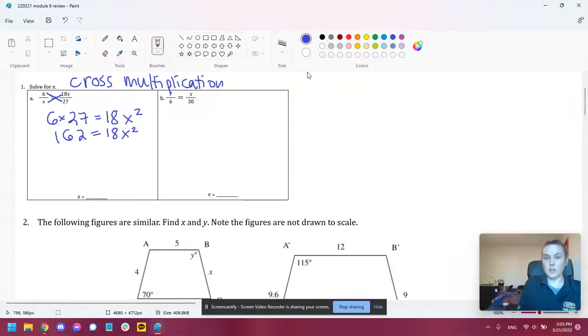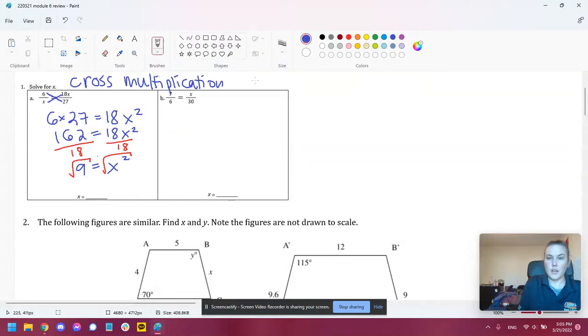Now, to solve for x, we want to get rid of the 18 and we want to get rid of the squared. I'm going to get rid of the 18 first. I'm going to do PEMDAS backwards and get rid of multiplication first. This side then becomes 9. This side becomes x squared. Now, to get rid of the squared, I'm going to take the square root.